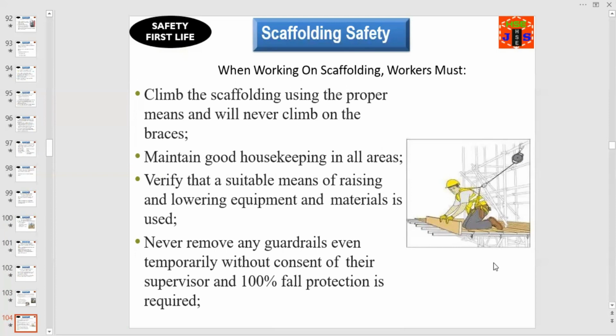Have a look in the slide. This is an example how you can remove a temporary component of a scaffold, but with the consent of the scaffolding supervisor. You should be 100% tied off. Personal fall arrest system should be activated wisely and in a workable manner.